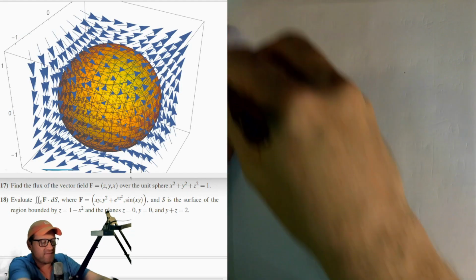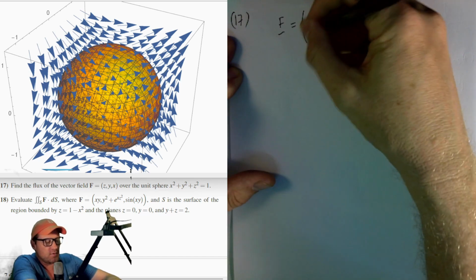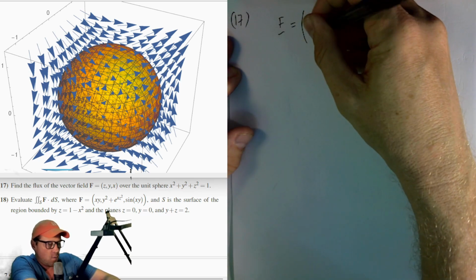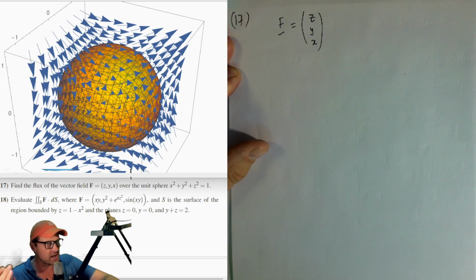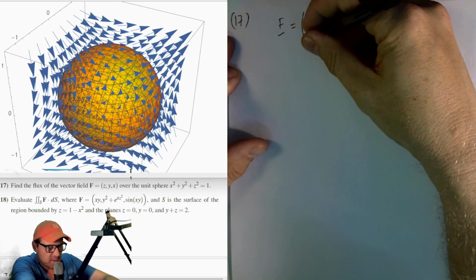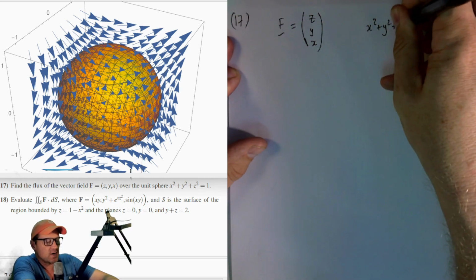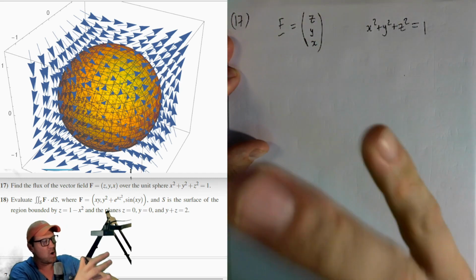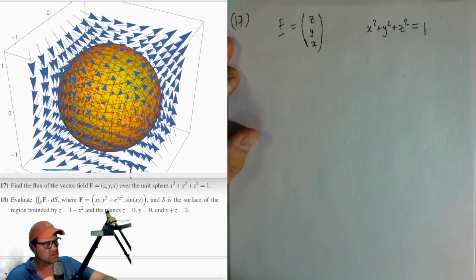Okay, question 17. Find the flux of the vector field F. I'm going to write it as a column: z, y, x. And you can see this shown here in my diagram above. The arrowheads are a little bit big, but I think you can get the idea that this is a force field passing through three-dimensional space, over the unit sphere, x squared plus y squared plus z squared equals 1. And so that ball is also shown there in orange. So we're calculating how much force passes through that ball, or the net outward flux.